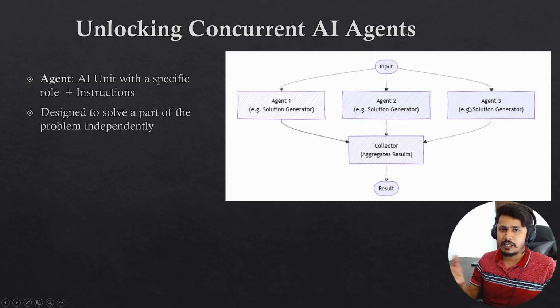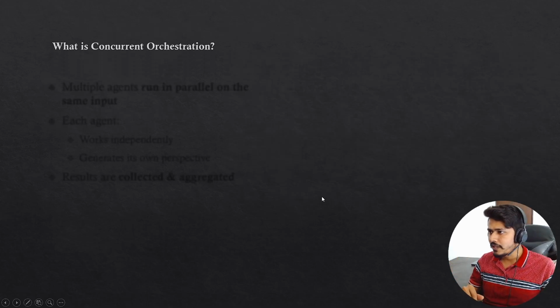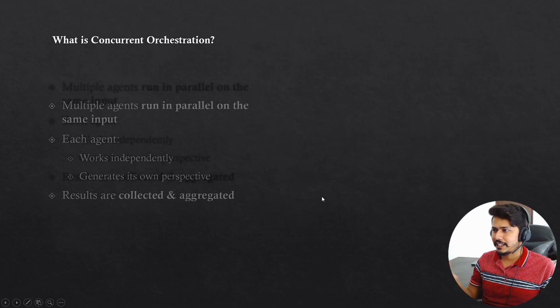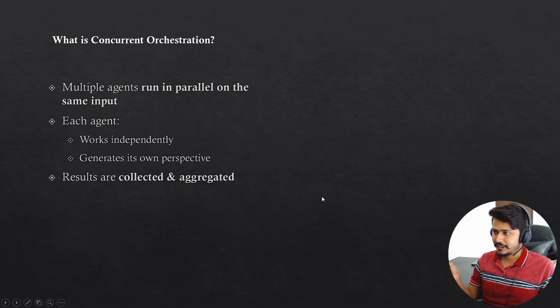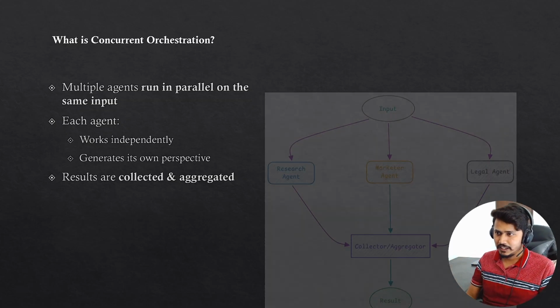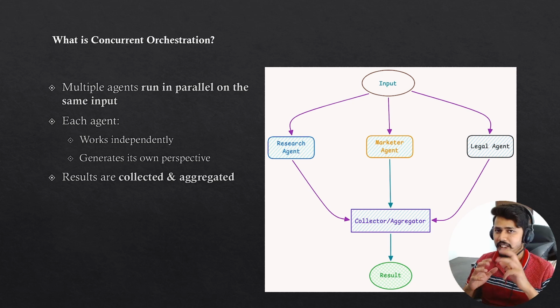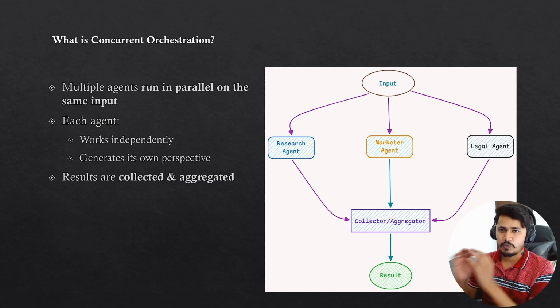Let's understand this with the help of a simple example. We have understood what exactly this concurrent orchestration is, where multiple agents run in parallel on the same input, and each agent works independently. Basically, it generates its own perspective, and then the results are aggregated. Let's say we have built three agents: research agent, marketer agent, and legal agent. And those three agents have their own perspectives.